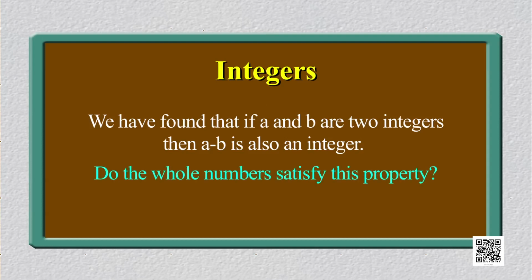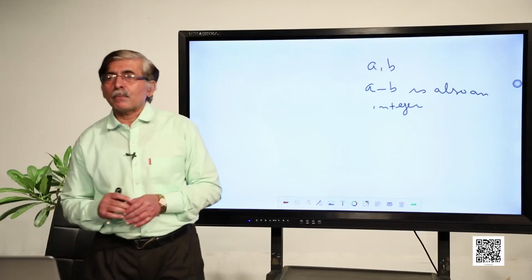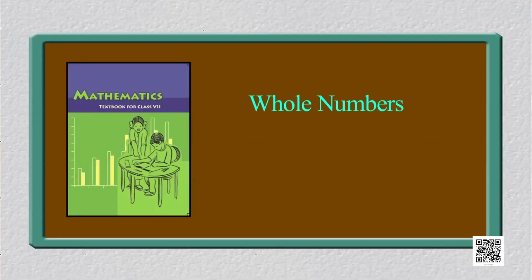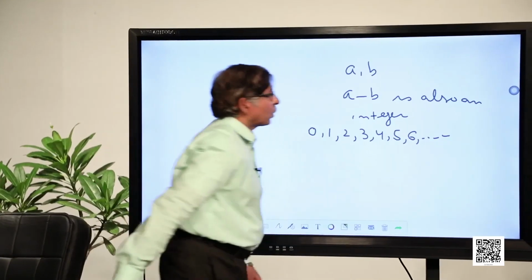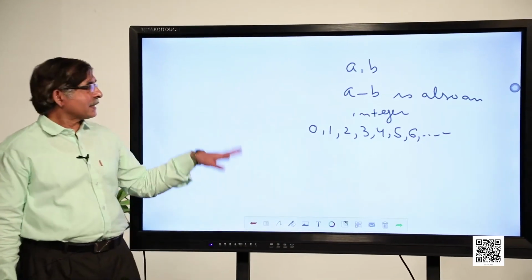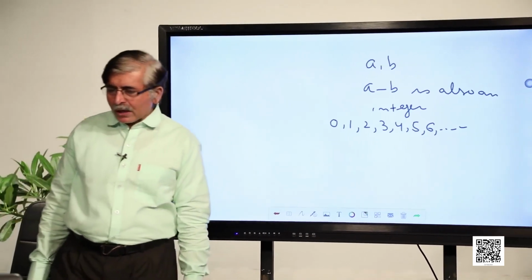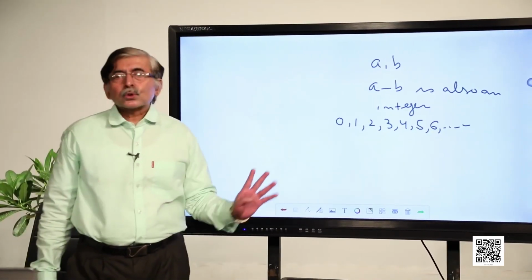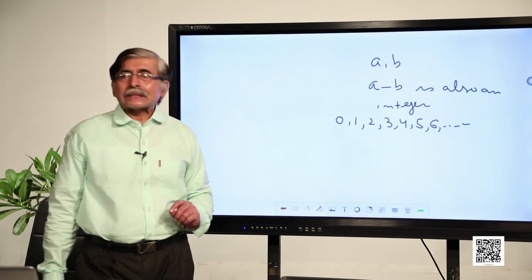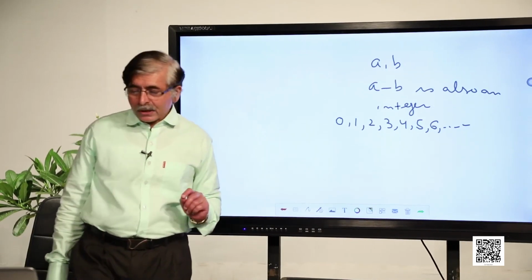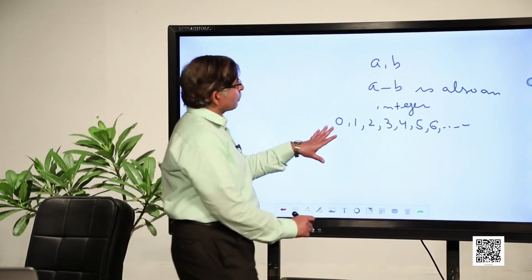Do the whole numbers satisfy this property? Now the question may come whether whole numbers satisfy this property, because whole numbers are numbers from 0, 1, 2, 3, 4, 5, 6, etc. We have seen that in case of integers this is true. So, in case of whole numbers, is this true or not? Whole numbers consist of these only.